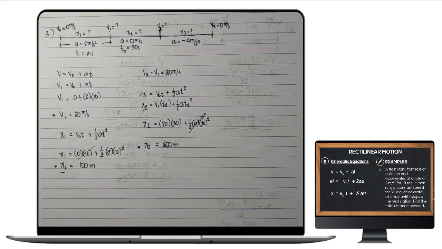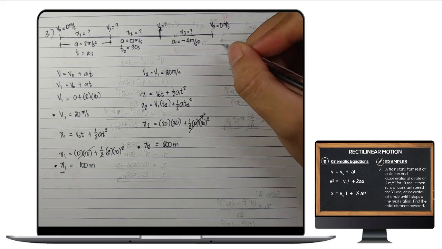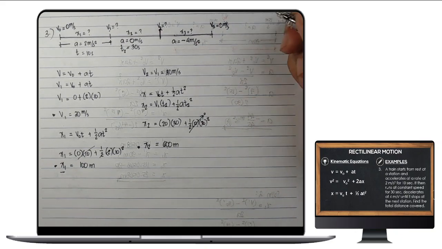Then, for the third leg, to find x sub 3, we have v sub 3 is 0 meters per second.